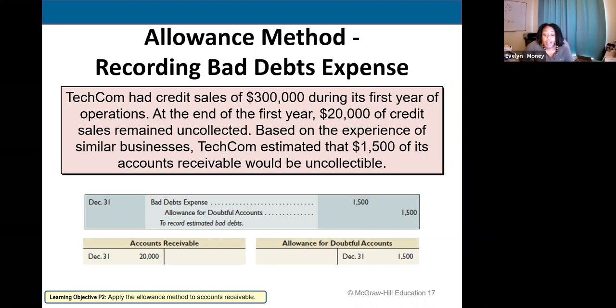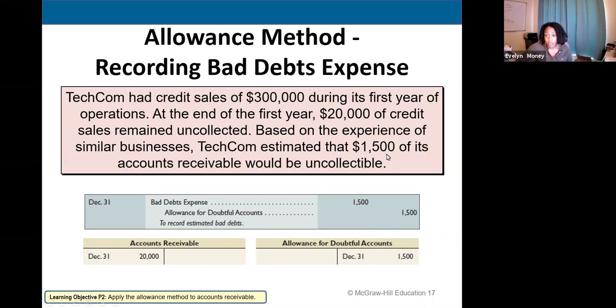So the allowance method requires that we do an additional adjusting entry, and that adjusting entry covers bad debt. So TechCom has credit sales of $300,000 during its first year of operation. At the end of the year, $20,000 of credit sales remains uncollected. In other words, this is accounts receivable. Based on the experience of similar businesses, TechCom estimates that $1,500 of its accounts receivable will be uncollectible. So what we have to do is record an adjusting entry for this $1,500.